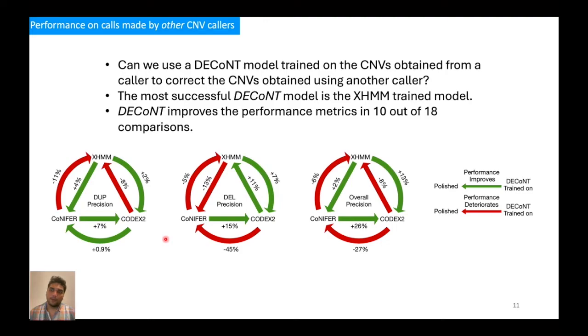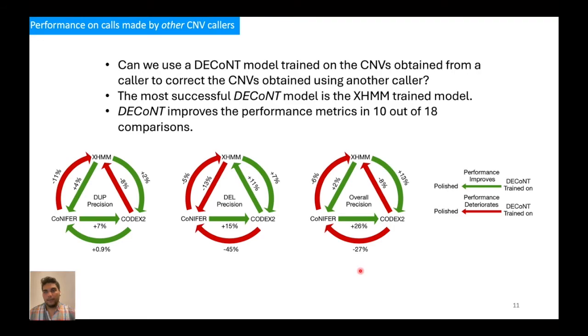For instance, we polish the calls made by Codex using the Decont model trained on XHMM calls, and this experiment results in 6 tests, and each test has 3 metrics, resulting in a total of 18 performance results. We observe that Decont improves the performance metric in 10 out of 18 comparisons, and XHMM trained Decont consistently improves the other tools' performance in all metrics except deletion precision when polishing calls reported by Conifer.